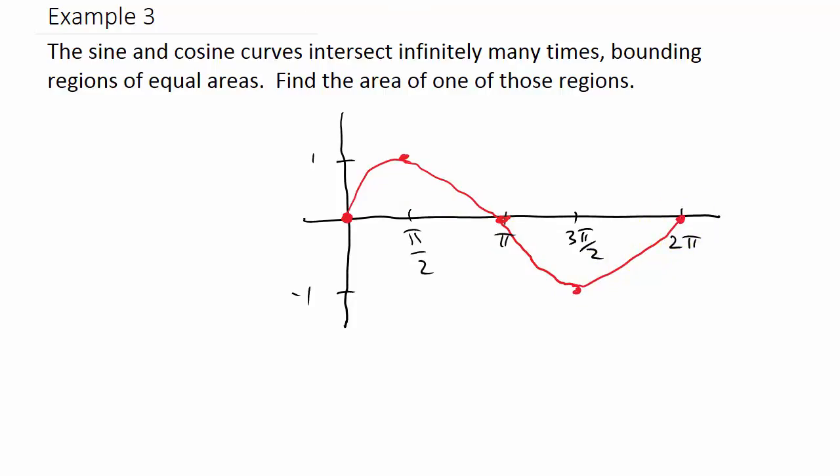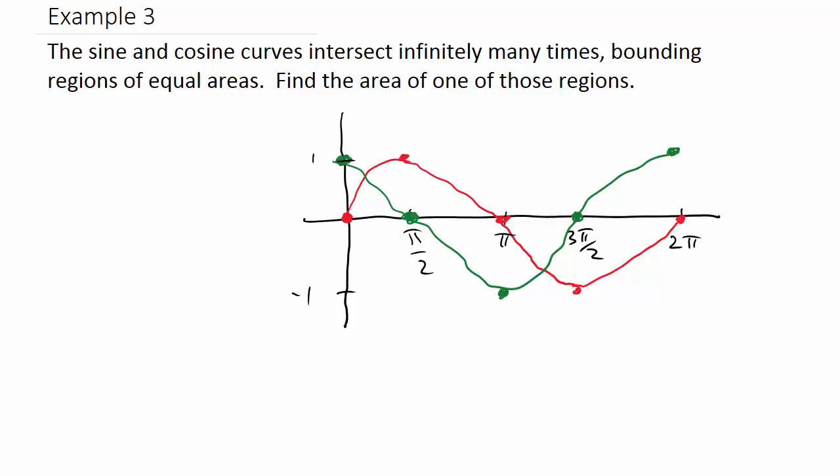Now, the cosine function, well, it starts at 1, then it goes to 0, then it goes to its minimum, 0, and then back to its maximum. So the cosine function is going to look like this.